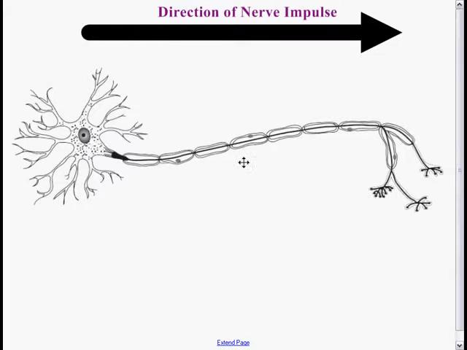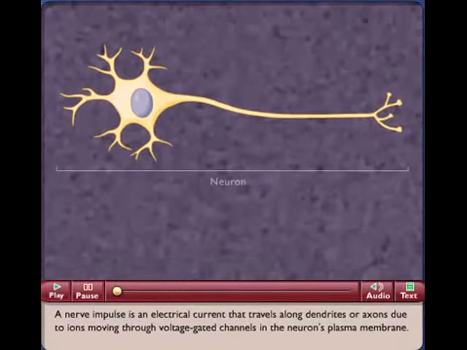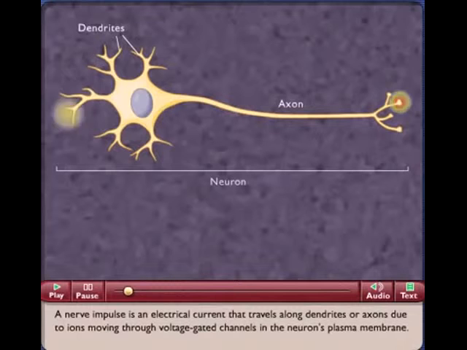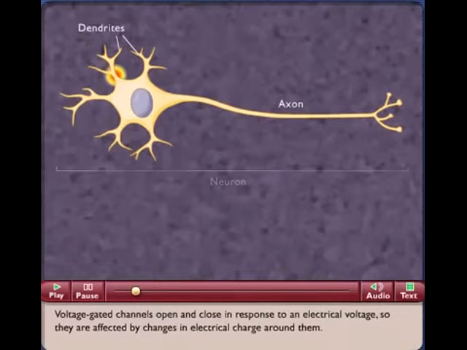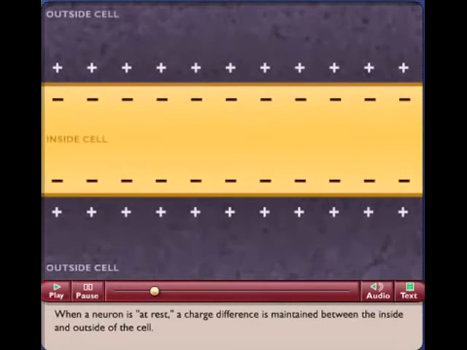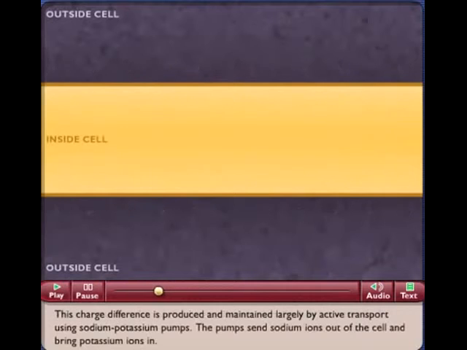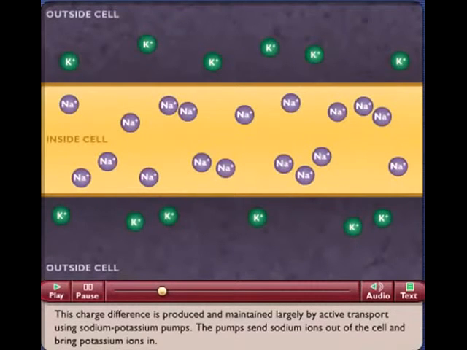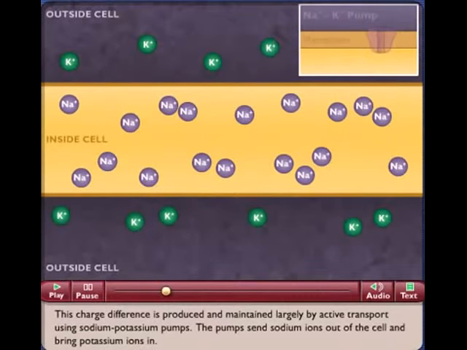Now, how exactly does it speed up the nerve impulse? A nerve impulse is an electrical current that travels along dendrites or axons due to ions moving through voltage-gated channels in the neuron's plasma membrane. Voltage-gated channels open and close in response to an electrical voltage, so they are affected by changes in electrical charge around them. When a neuron is at rest, a charge difference is maintained between the inside and outside of the cell. This charge difference is produced and maintained largely by active transport using sodium-potassium pumps.